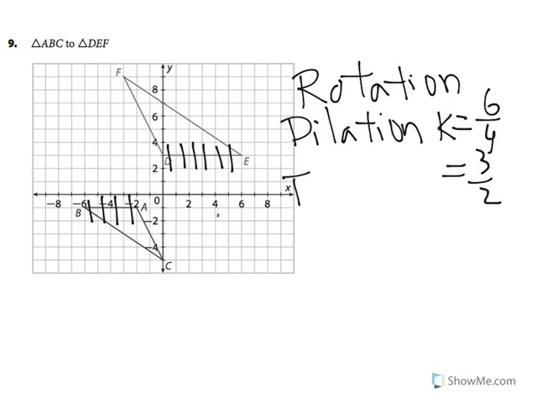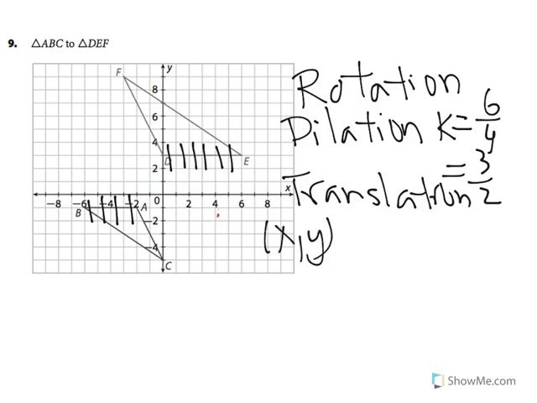And we have a translation that goes from x, y to the point x minus 3 and y plus 1.5.